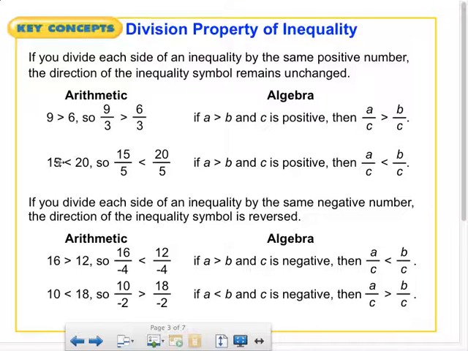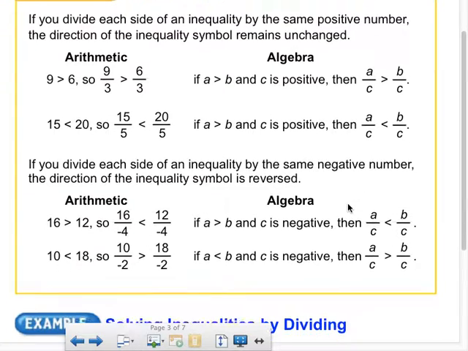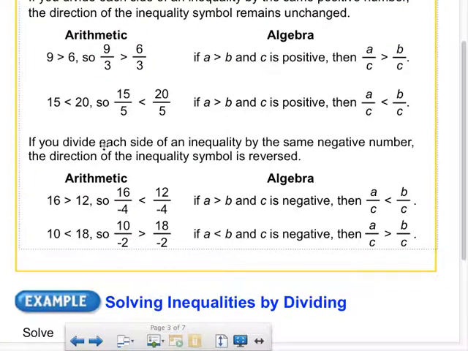Here's another example. If 15 is less than 20, I can divide by a positive number, and I keep my inequality the same direction. That's the same algebraically. But here's the catch. If you divide each side of an inequality by the same negative number, the direction of the inequality symbol is reversed. So if you take a look here, 16 is greater than 12, but if I divide by a negative number, I have to change the direction of my inequality. Do you guys see that?